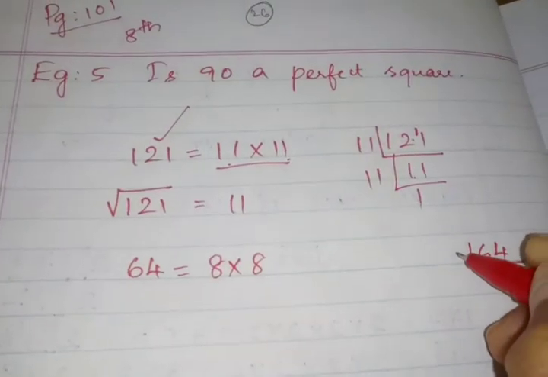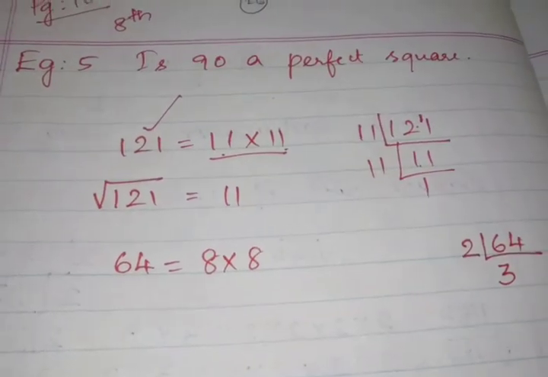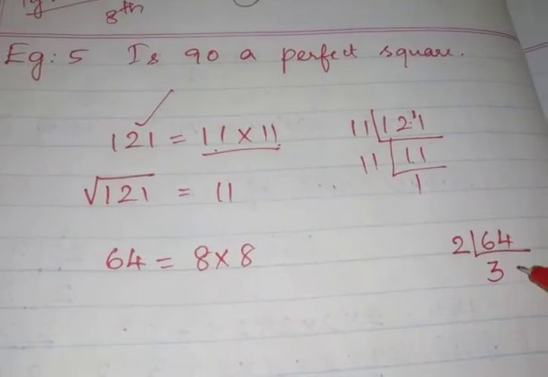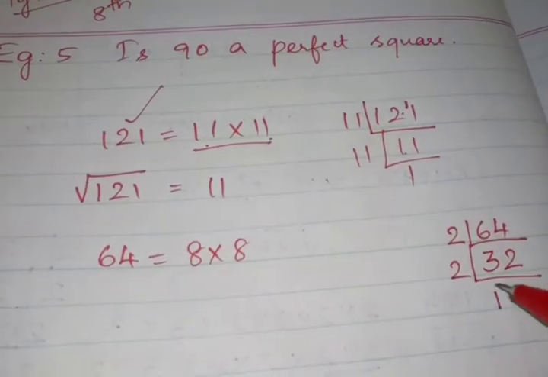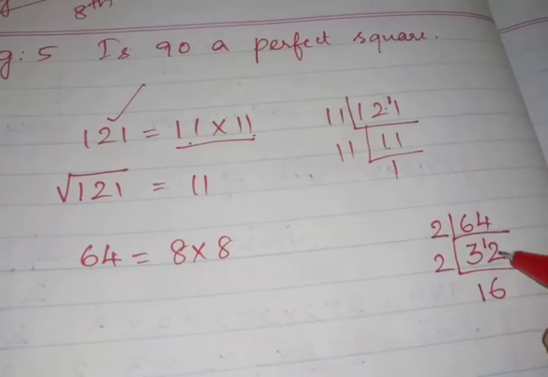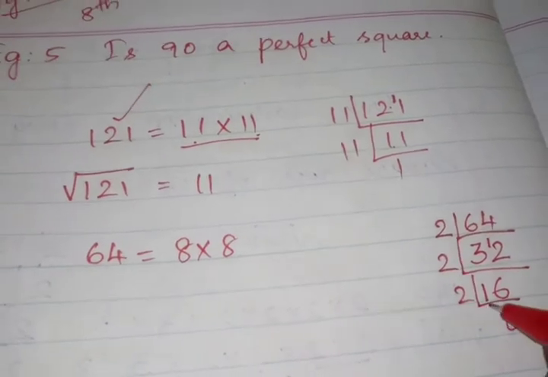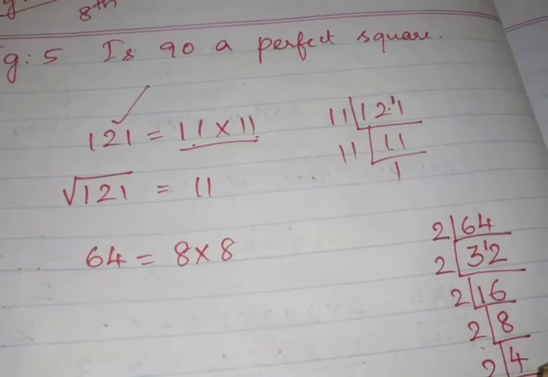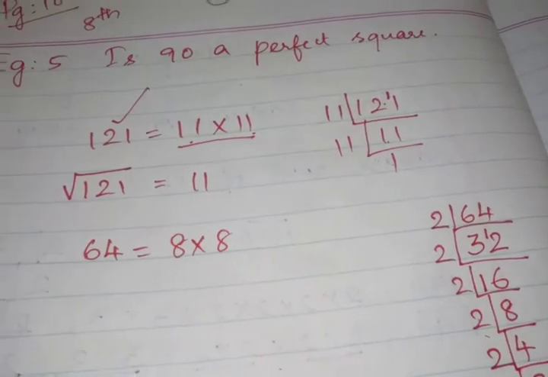So first, prime factorization. In the 2 table, 2 threes are 6. Why am I using the 2 table? Because it is an even number. 2 twos are 4. Then again in the 2 table, 2 ones are 2, remainder 1, 4 will become 12... 2 sixes are 12. Then in the 2 table, 2 eights are 16, 2 fours are 8, 2 twos are 4, and 2 ones are 2.